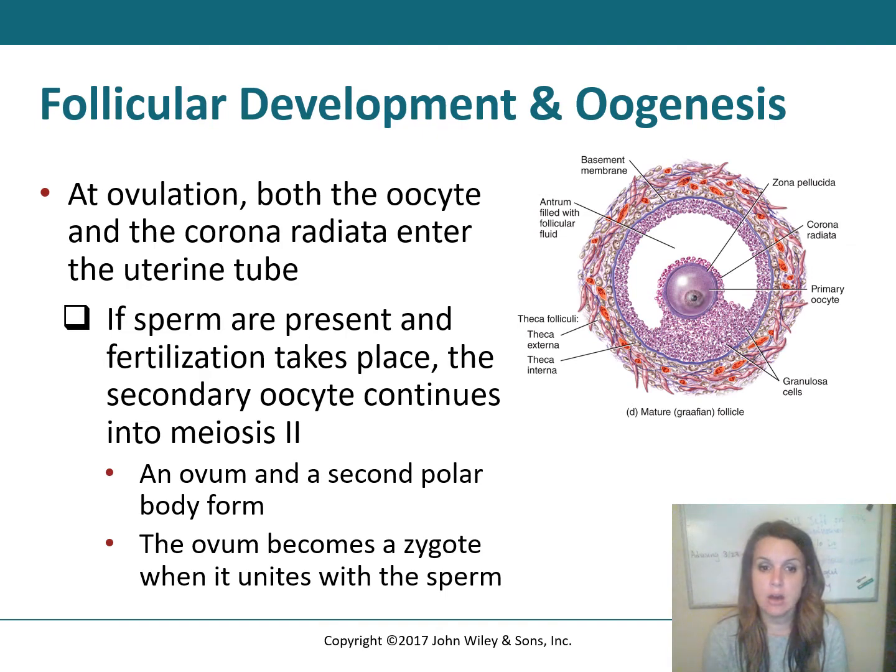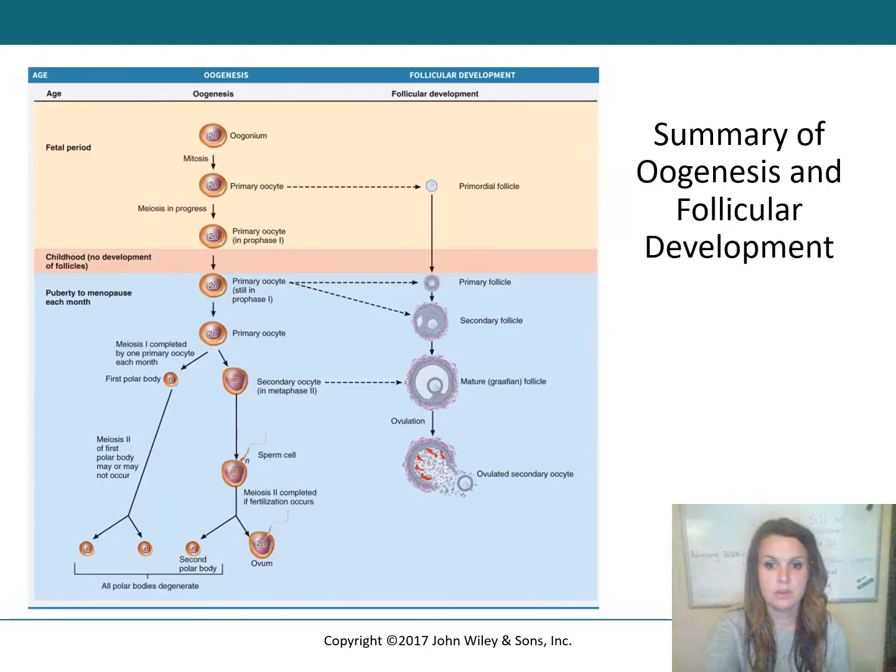And then the ovum becomes a zygote when it unites with the sperm. Okay, so this figure here is designed to help you understand that oogenesis and follicular development go hand in hand. If you look off to the left, you see that during fetal development, oogonium are going to differentiate into primary oocytes. Now, that primary oocyte is going to be surrounded by some support cells, and so those are called primordial follicles. Now, they go through the beginnings of meiosis, but they're still called a primary oocyte.